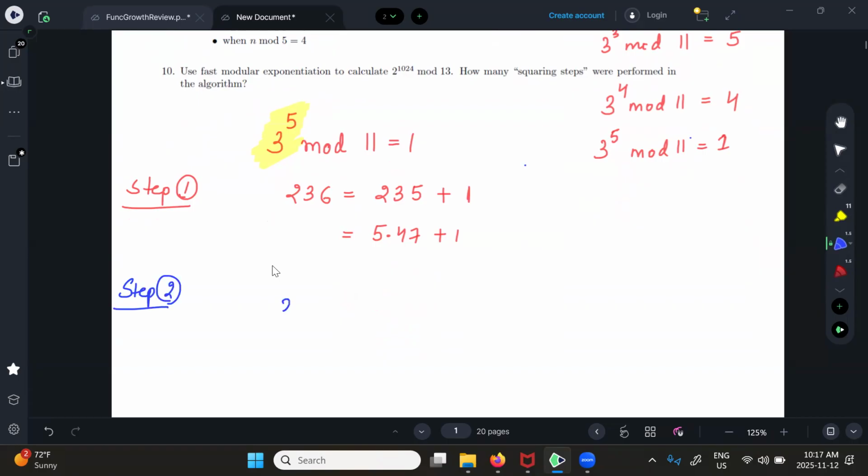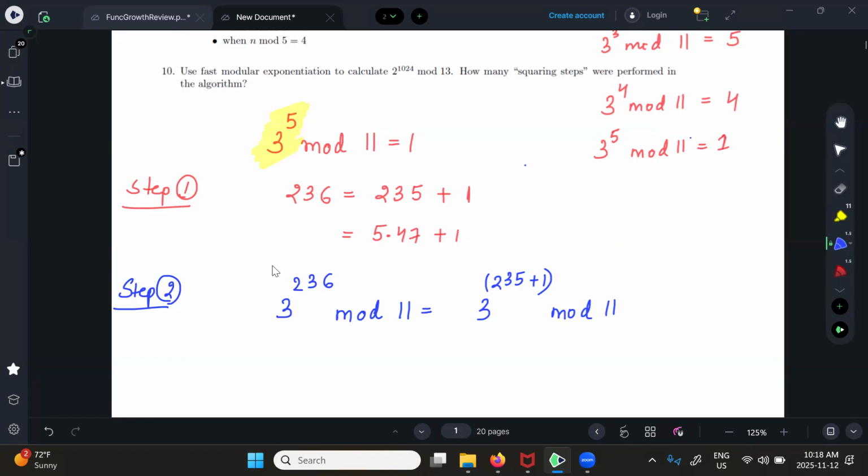I'm looking for 3 to the power 236 mod 11. I'm going to break this up as 235 plus 1 mod 11. And this process is crucial for any question you will get in exam. Is this clear to everyone? Any questions? Is this clear why we are doing this?